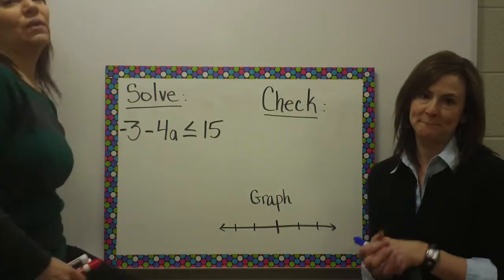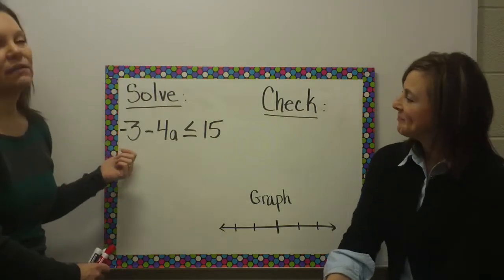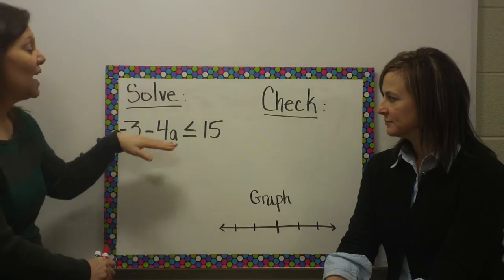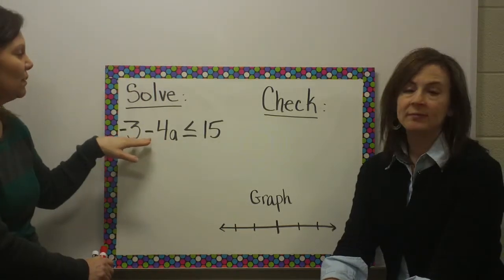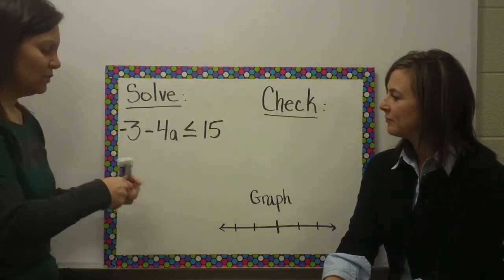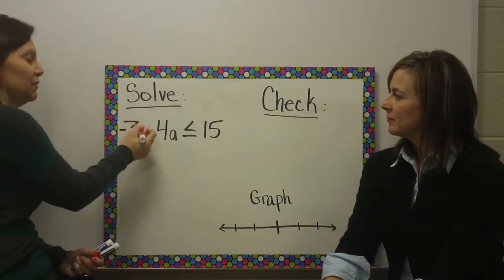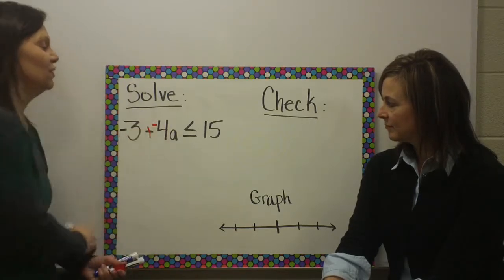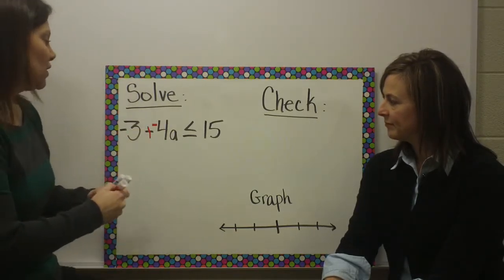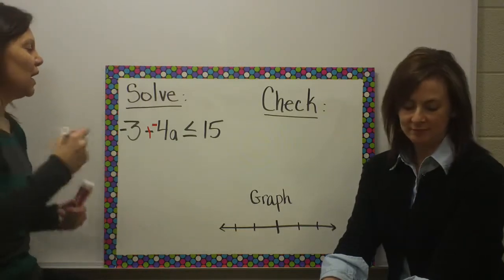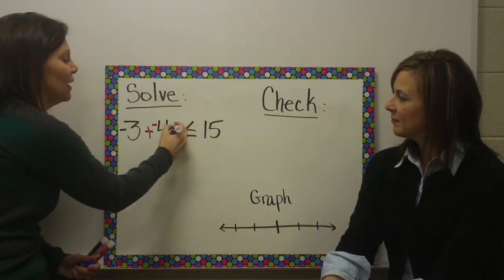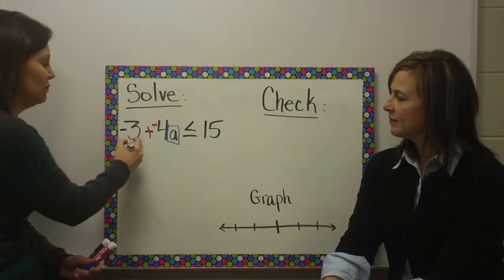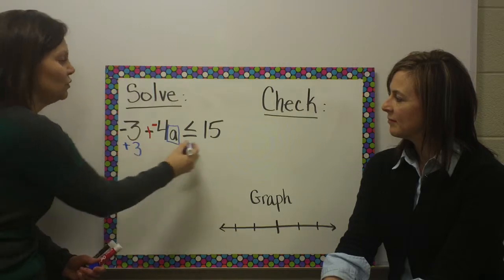In our next inequality, we have -3 minus 4 times a is less than or equal to 15. I am going to do some rewriting to eliminate the subtraction. So I am going to flip it to addition, and change it to its opposite, which would be -4. Solving my steps, I am multiplying by -4. I am adding -3. We will undo our addition first. The opposite of -3 is +3, so I'll add 3 to both sides.